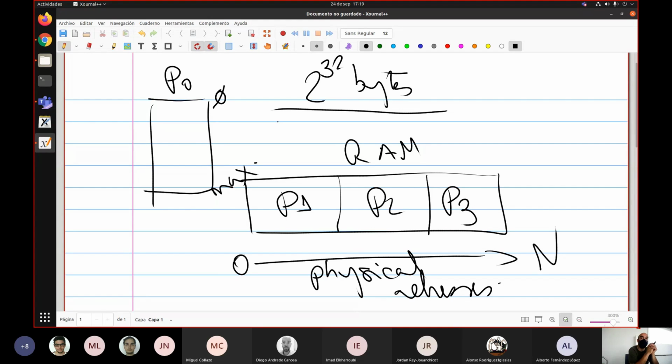Anybody knows how much information is 2 raised to 32? How many? How much? 124. Yes, but how many gigabytes of information is that?